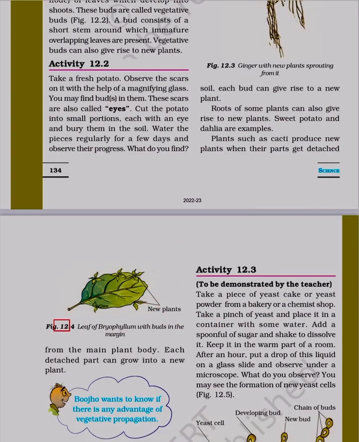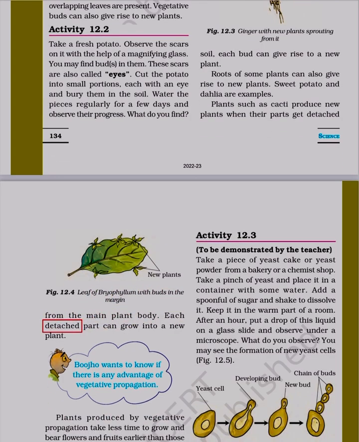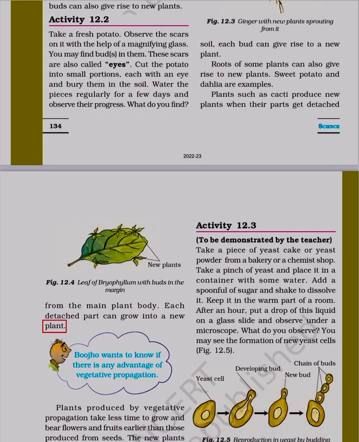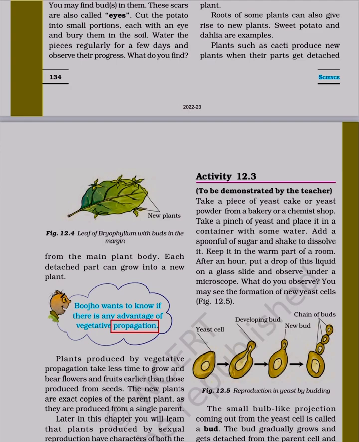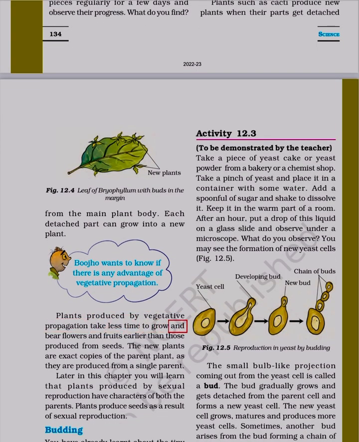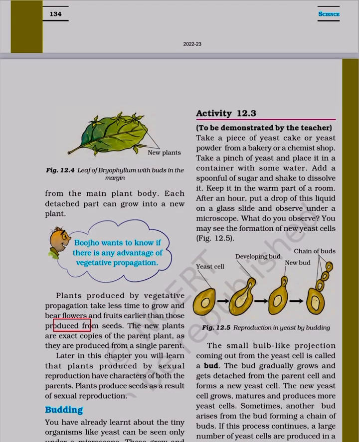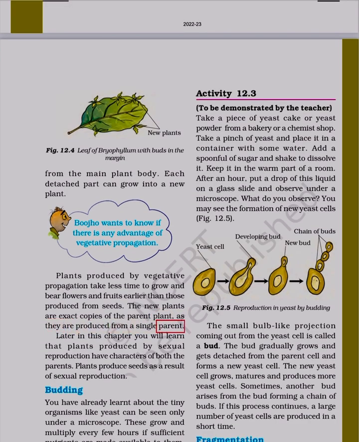Figure 12.4 Leaf of bryophyllum with buds in the margin. From the main plant body, each detached part can grow into a new plant. Bujho wants to know if there is any advantage of vegetative propagation. Plants produced by vegetative propagation take less time to grow and bear flowers and fruits earlier than those produced from seeds. The new plants are exact copies of the parent plant, as they are produced from a single parent.